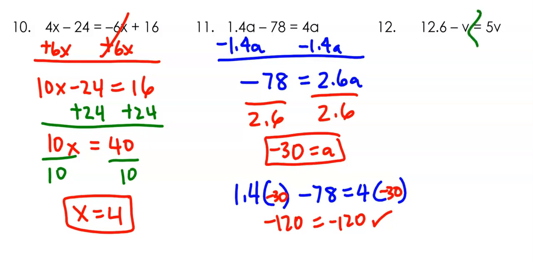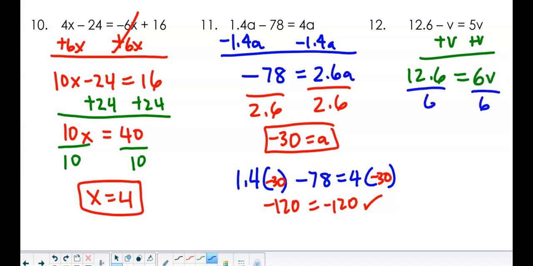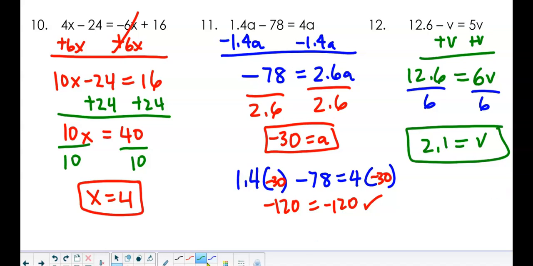Okay, last one. When I look at my two sides of the equation, I see that the right-hand side has a variable, so that means that I would need to add v to both sides. That leaves me with 12.6 equals 6v. Divide both sides by the coefficient. Use a calculator if you need to. 2.1. All right, let's take a look at the next section.